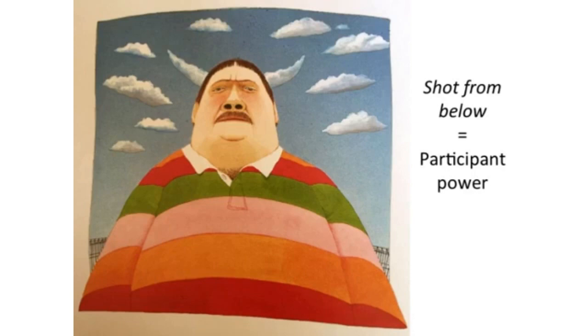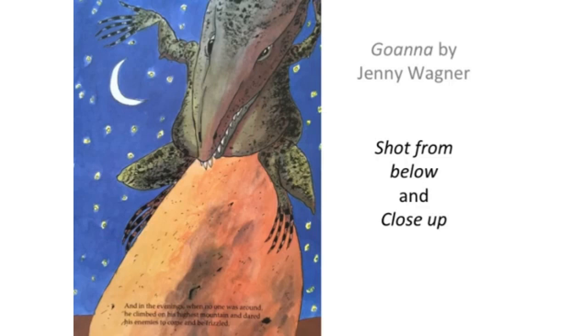The visual elements of distance and angle can be used in various ways throughout a text to generate meaning. We can look, for example, at the way distance and angle is used in the illustrations of Goanna by Jenny Wagner. Now, this is an environmental tale that begins with Goanna shown through a close-up as a ruler of his domain. He's also shown shot from below, which suggests he's in a position of power.